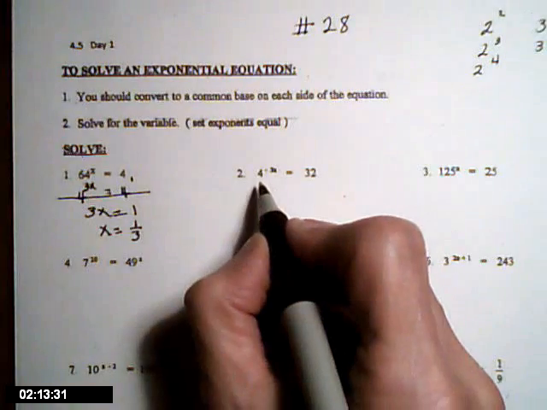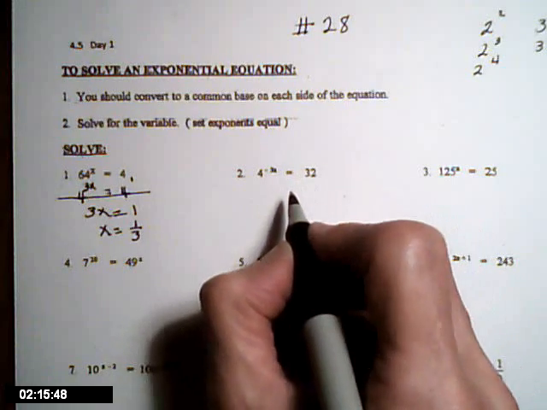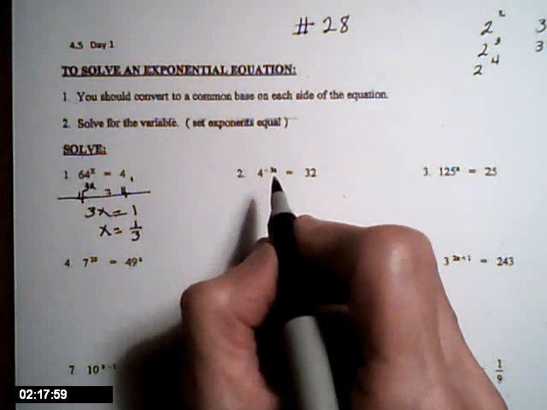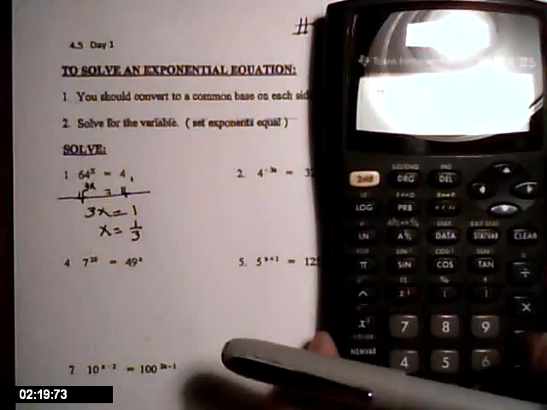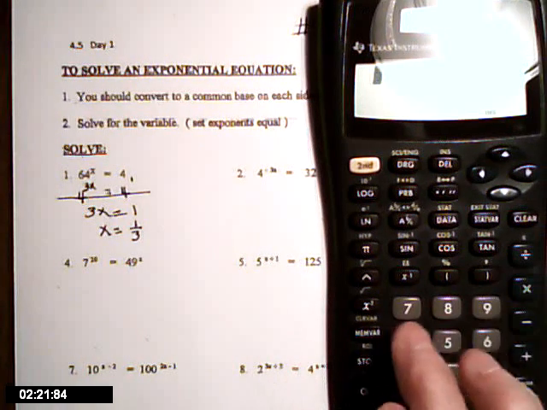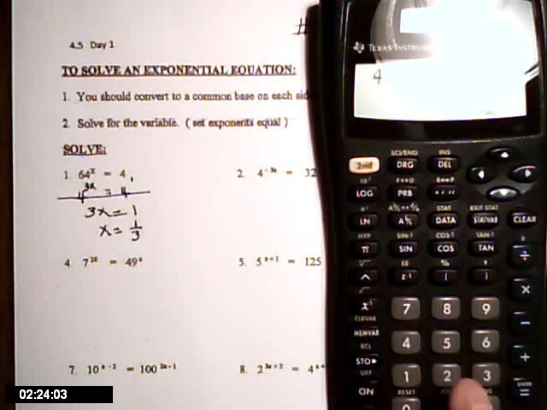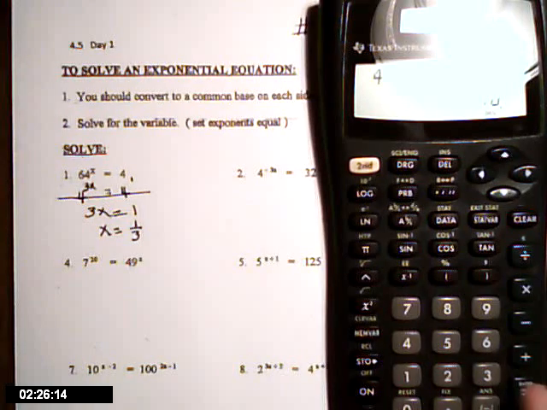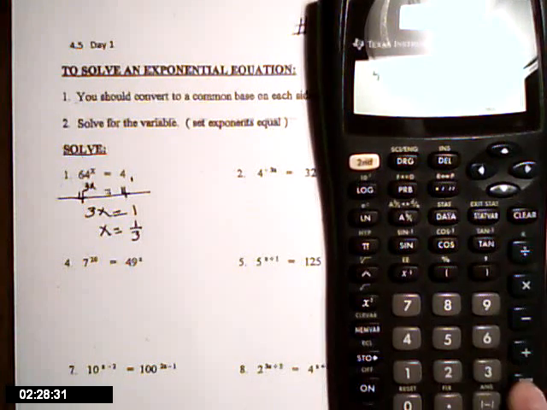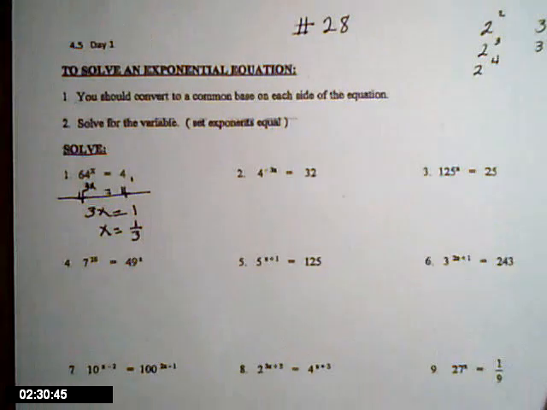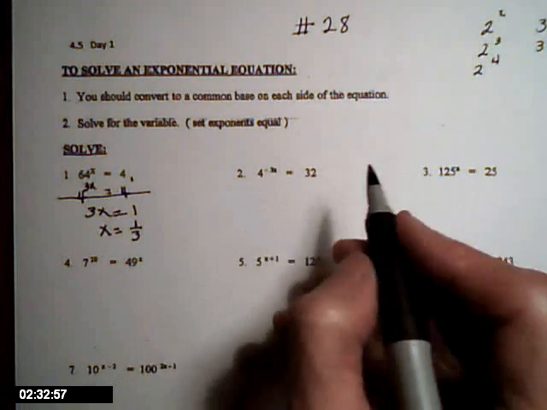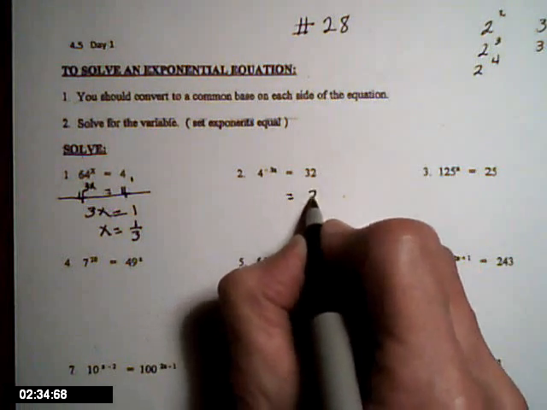Alright, number 2. 4 to the negative 3x equals 32. Now I'll try the lowest base, which is 4. Can you raise 4 to a power and get 32? Well, 4 squared is 16. 4 cubed is 64. So you see that will not work. Now what would 4 and 32 have in common? It would be a 2.